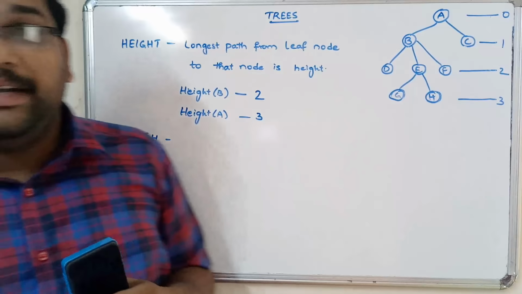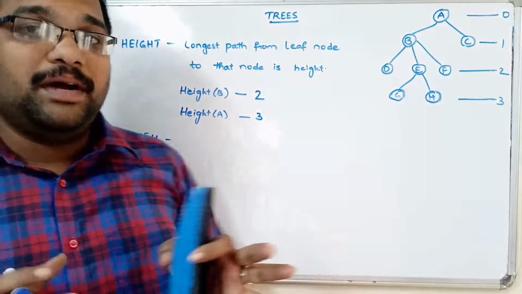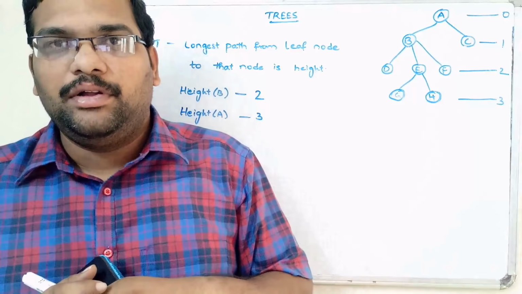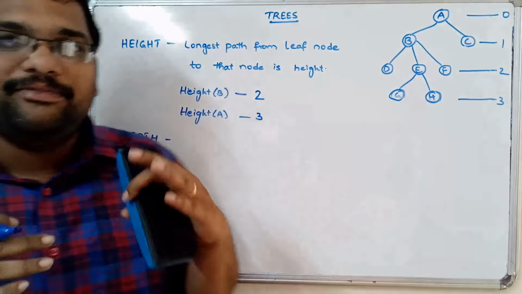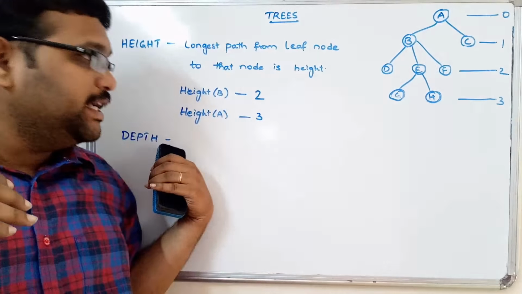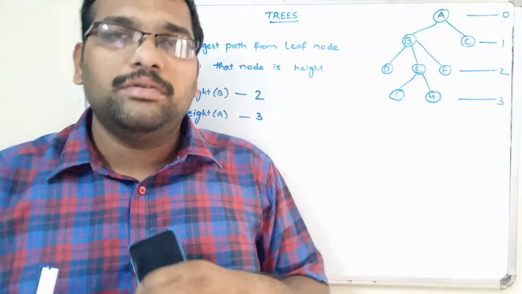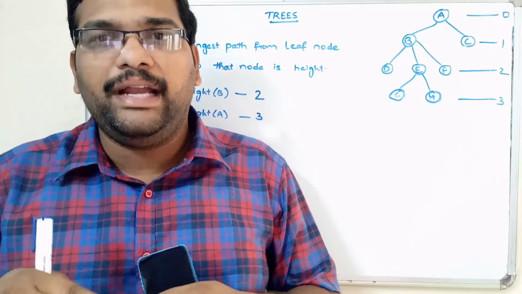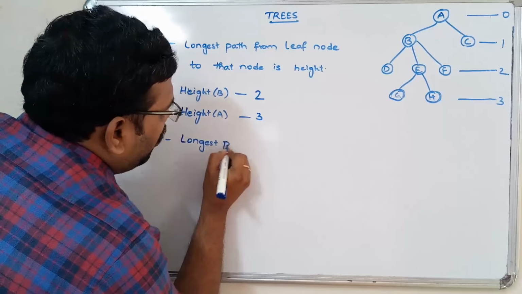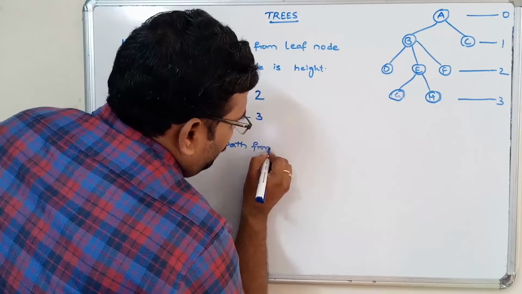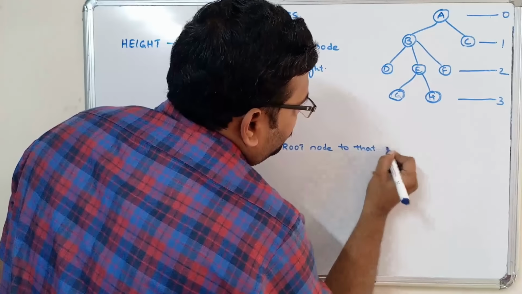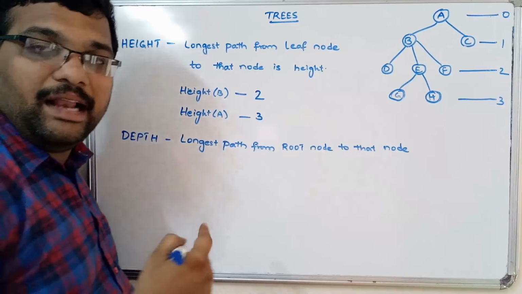Depth. So here also the same thing, but the depth is the longest path from the root node to that node. So from top to bottom. The height is calculated from bottom to that particular node, right? Here the depth means we have to consider the path from the root node to that particular node for which we are going to find the depth. So depth is also calculated for a node.